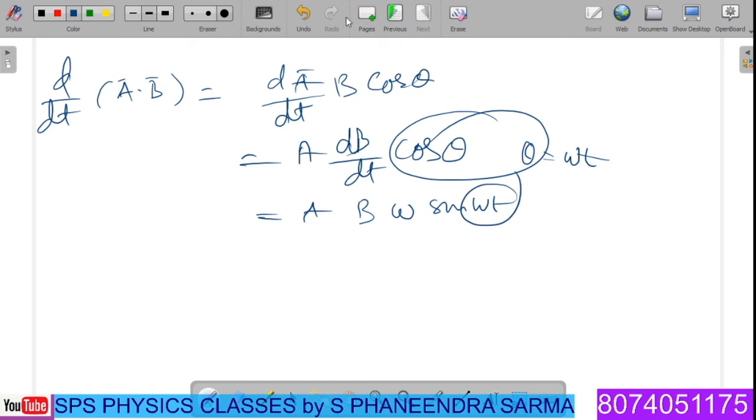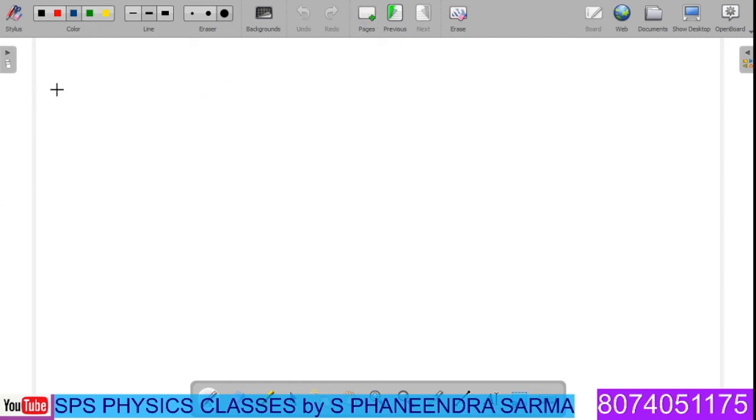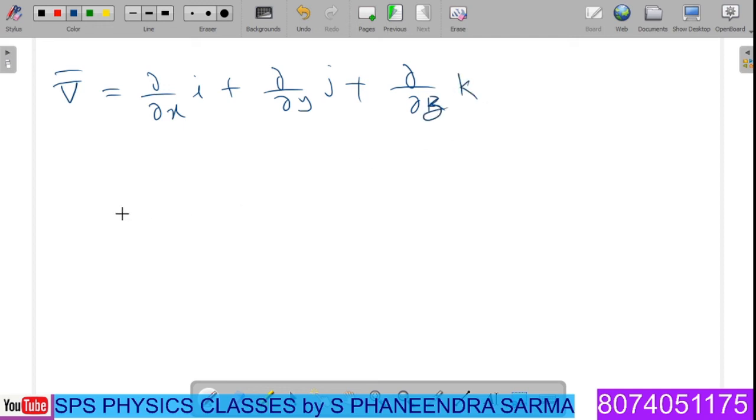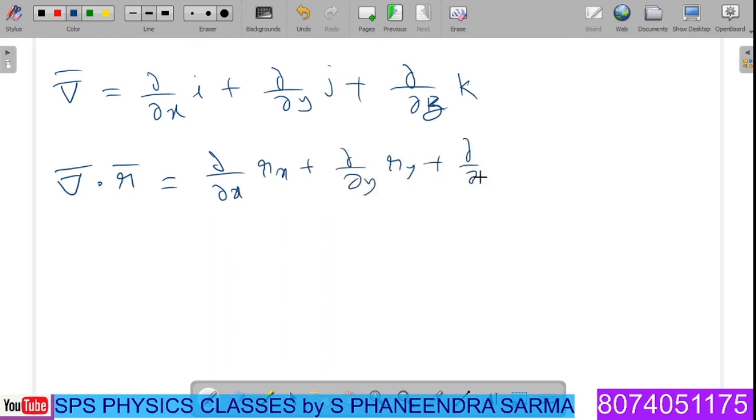Next, the del operation over vectors in physics. So del bar is equal to dou by dou x of i, dou by dou y of j, dou by dou z of k. Like this we have to write here. Now in this case, applications: del bar dot r bar, where r bar is nothing but the position vector, rx i plus ry j plus rz k. So in this particular case, we write dou by dou x of rx, dou by dou y of ry, and dou by dou z of rz, we have to take care here.